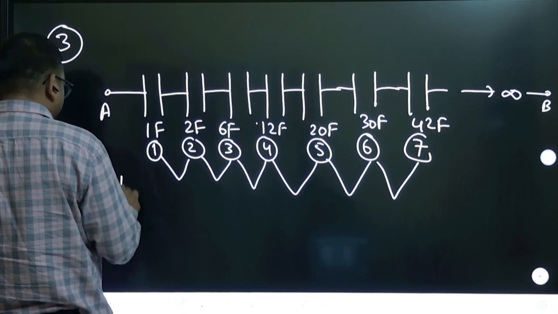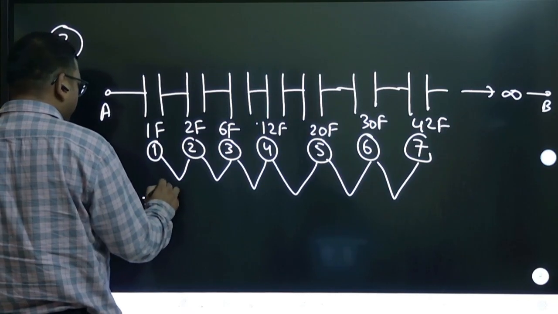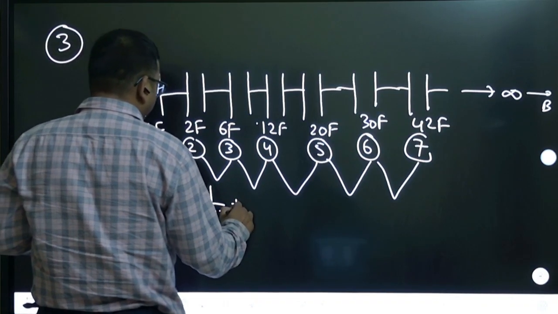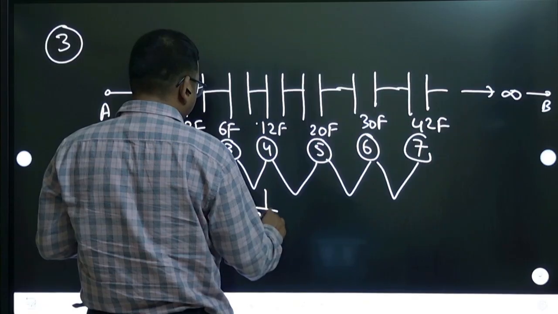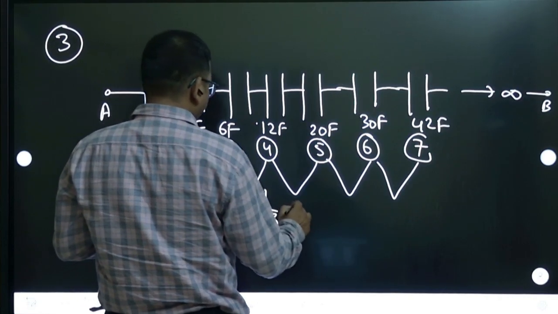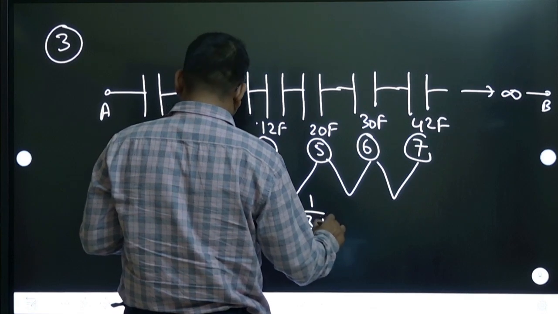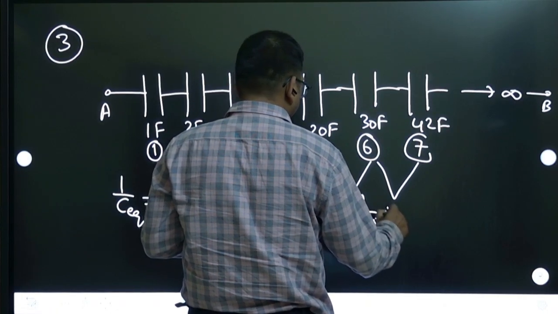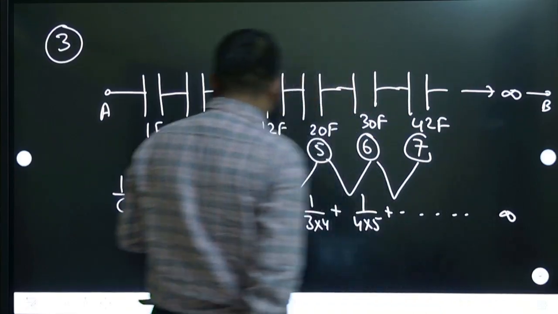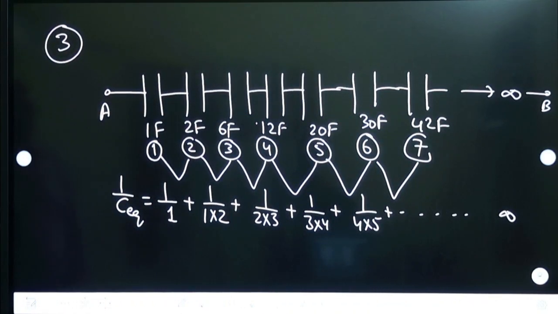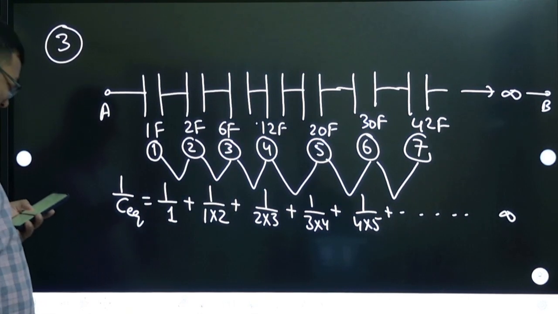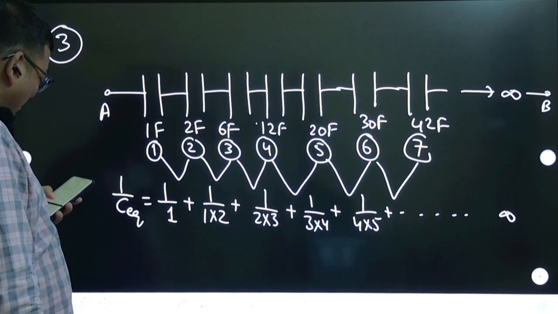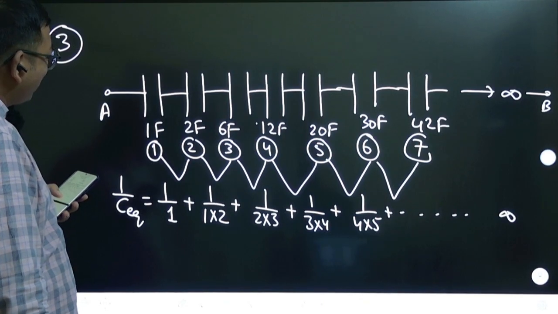So, let us write 1 by C equivalent. 1 by C equivalent is 1 by 1 plus 1 by 1 into 2 plus 1 by 2 into 3, correct, plus 1 by 3 into 4. Like this it will come, 1 by 4 into 5. Like this it is going up to infinity. So how do we calculate this series? Why have they asked this question? This is purely maths. How do we calculate it?